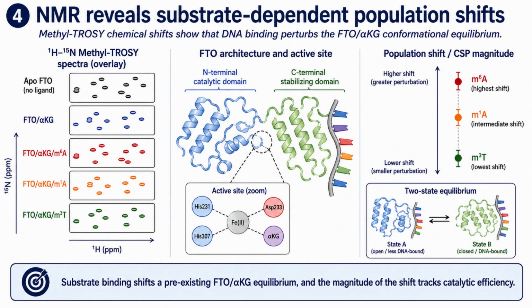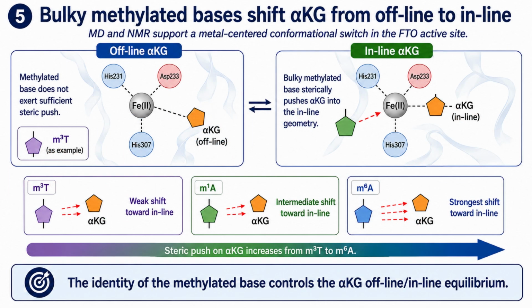Solution NMR then showed that substrate binding shifts the FTO/alpha-ketoglutarate conformational equilibrium. Methyl-TROSY chemical shift perturbations were largest for the m6A-containing DNA, intermediate for m1A, and smallest for m3T. Importantly, the magnitude of the NMR shift correlated with catalytic activity. Molecular dynamics simulations explained the structural origin of this effect.